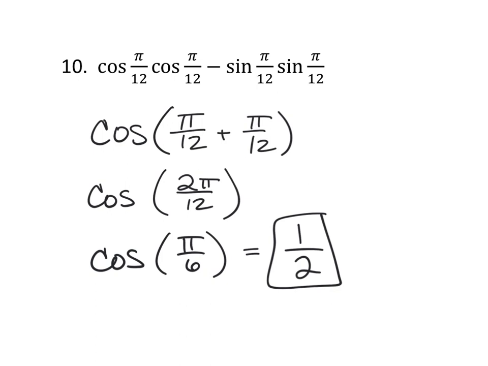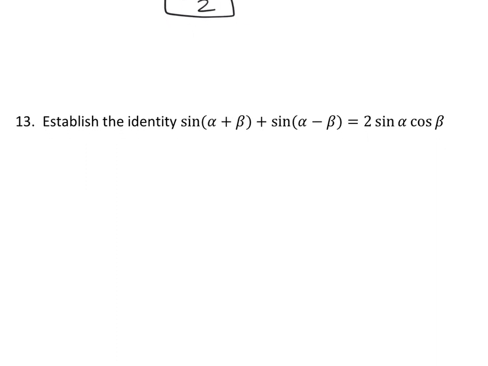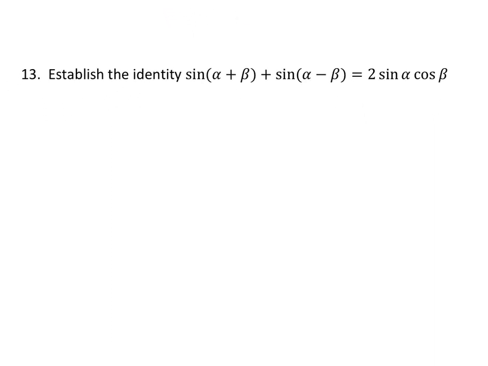So the reason that this topic is tucked into the identities packet, because it doesn't feel like we've been using identities, even though we are, because identities are like formulas. One of the reasons that it's here is because of this problem right here. It says establish the identity that sine of alpha plus beta plus sine of alpha minus beta is 2 sine alpha cosine beta. Okay, and by establish, we really mean prove.